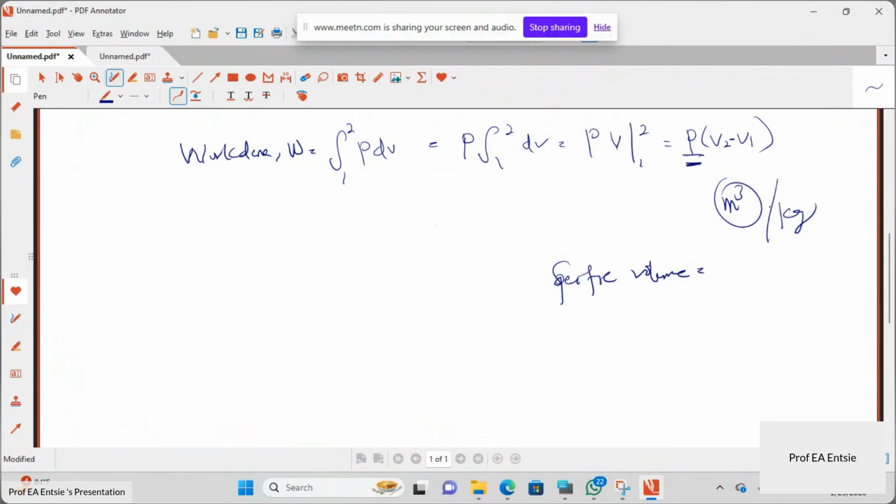If you want to find the actual work done, which has a unit of Newton meters or joules, pressure is Newton per meter squared, then the unit of change in specific volume will be the same as the unit of specific volume, meters cubed per kilogram. Then meter squared cancels this. So you are getting Newton meters.